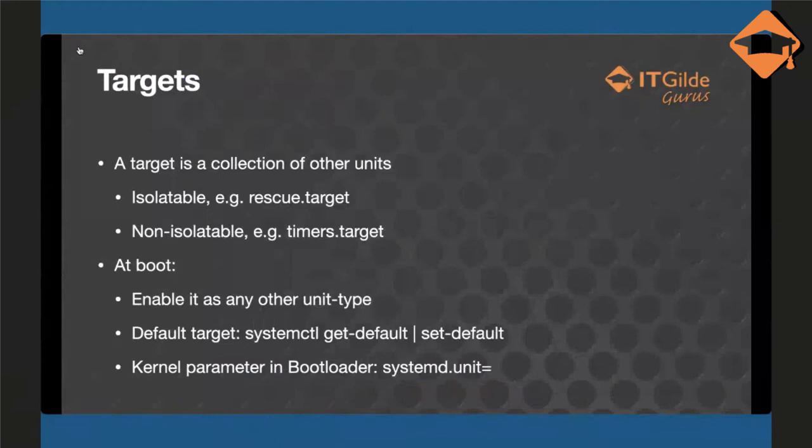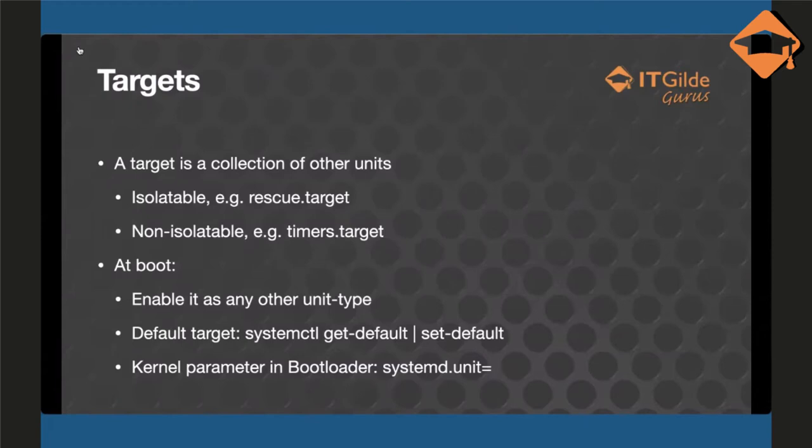A target is a collection of units. For instance, there is a target unit for timers and another one for local file systems. Often a target is called during the boot process. This way, you don't have to configure every single unit with their dependencies. A target can be isolatable, which means that if you call the target, everything that is not in the target will be shut down. And also the other way around, if you start a target, every unit in the target will be started.